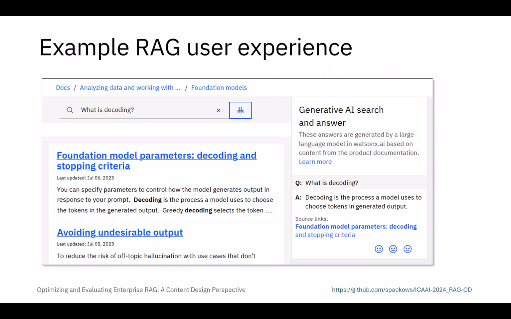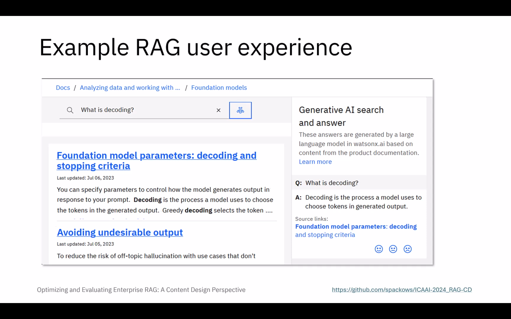Here's an example of an early RAG solution. It's actually the search page for product documentation. At the top you can see the search bar and there's the search results below it, just like normal. But what's new here is that when the query is phrased as a question, then on the right hand side a short answer is generated by a large language model and given to the user along with a link to the article or articles in which that answer is grounded.